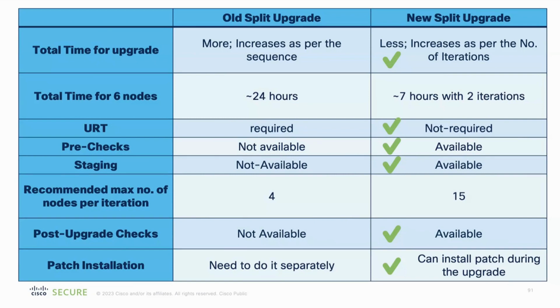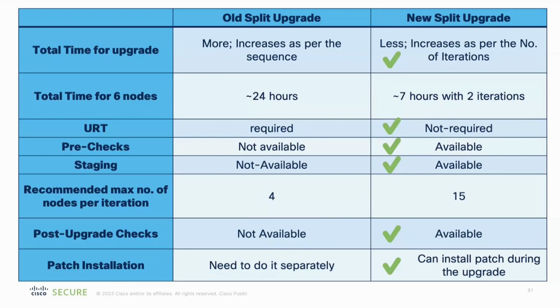If I take six nodes at 40 minutes each, that becomes 24 hours for me to do an old split upgrade. But the same six nodes were upgraded now in 7 hours in 2 iterations. You had to actually perform the URT in the earlier old split upgrade method. But now the URT is taken care of as part of the new split upgrade, so you don't have to worry about it. There were no pre-checks available earlier. Now we have made them available as part of the new split upgrade.